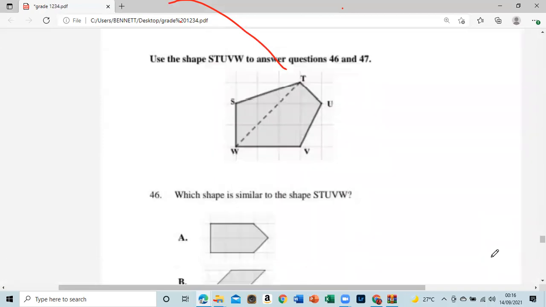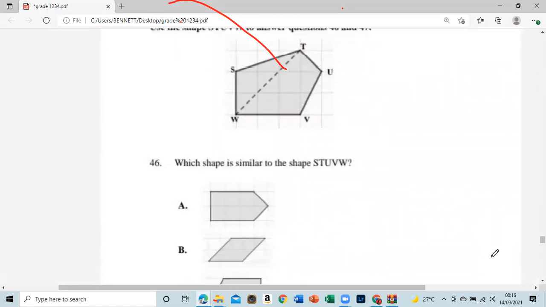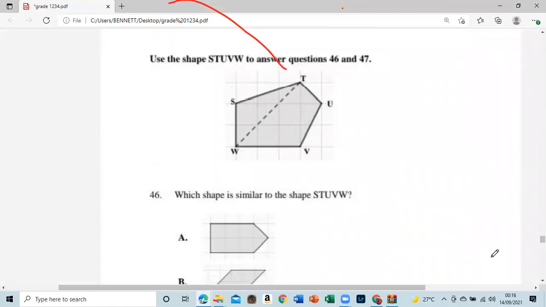Alright, 46. Let's see. It's using shape STUV, which is this shape right here. So STUV is used to answer 46 and 47. Which shape is similar to the STUV?